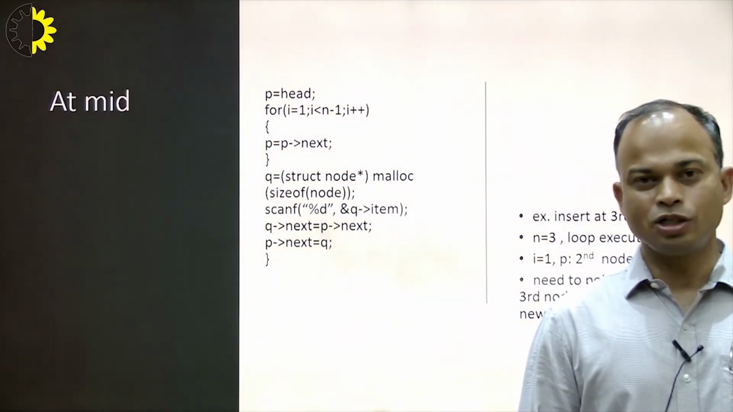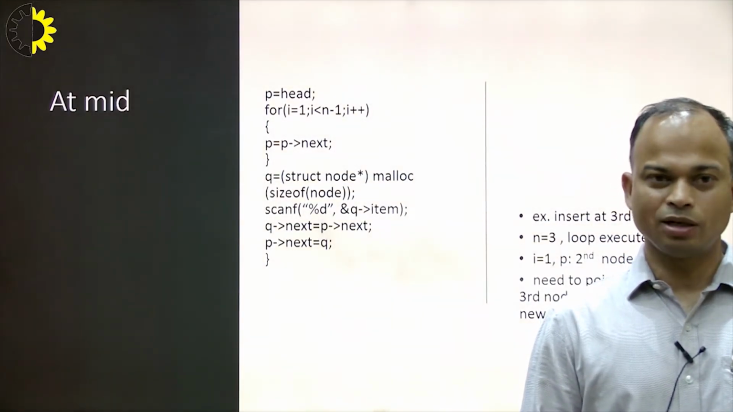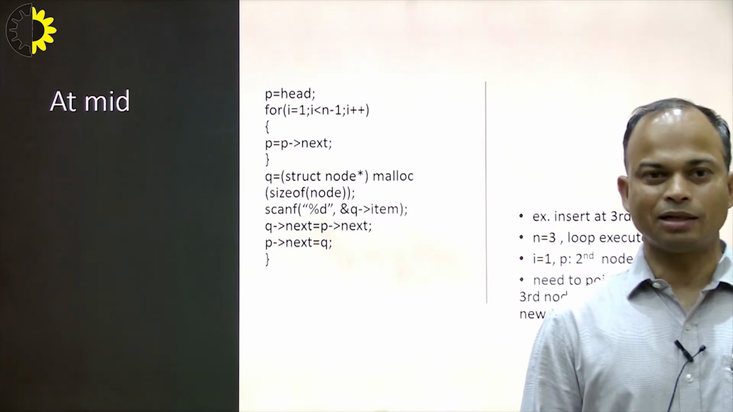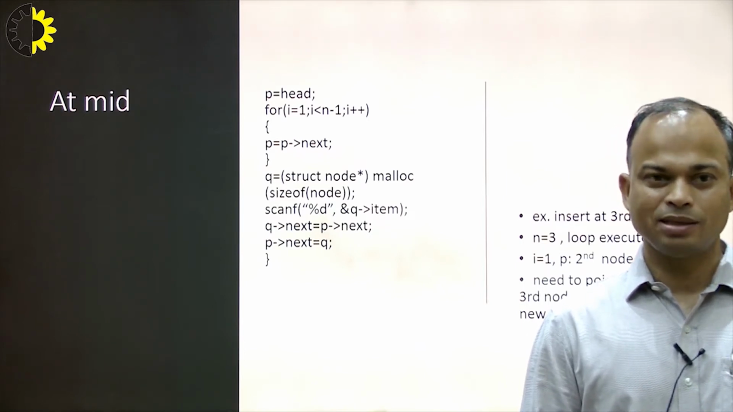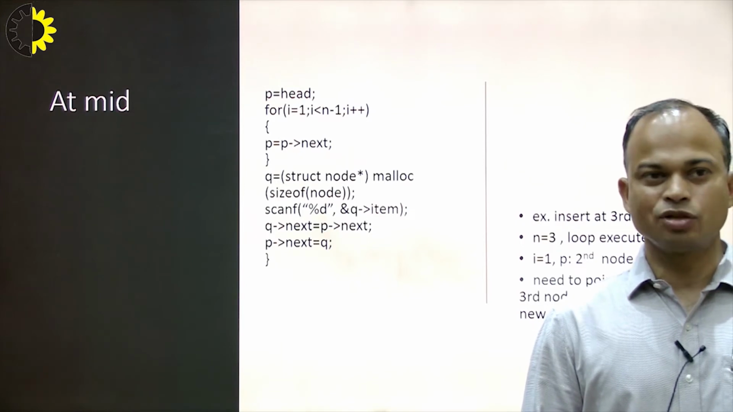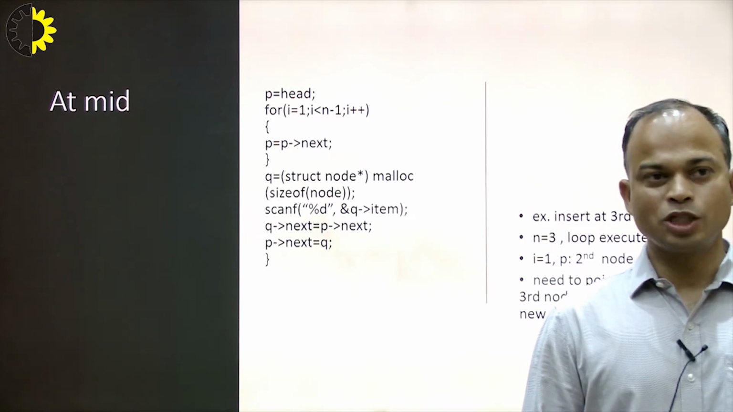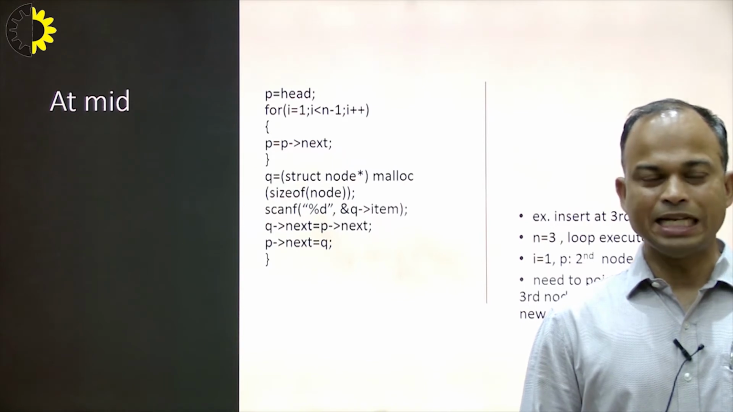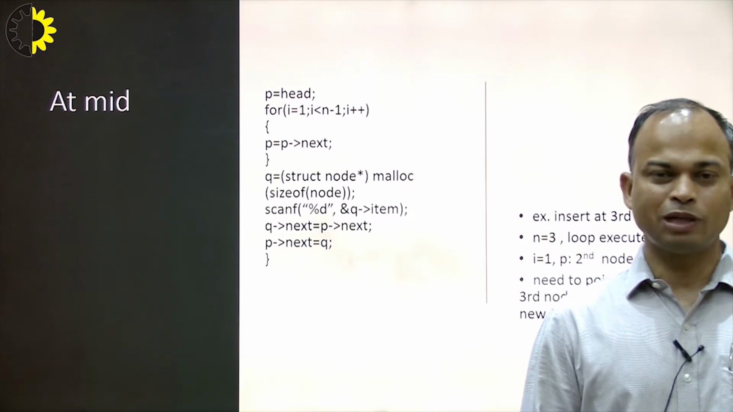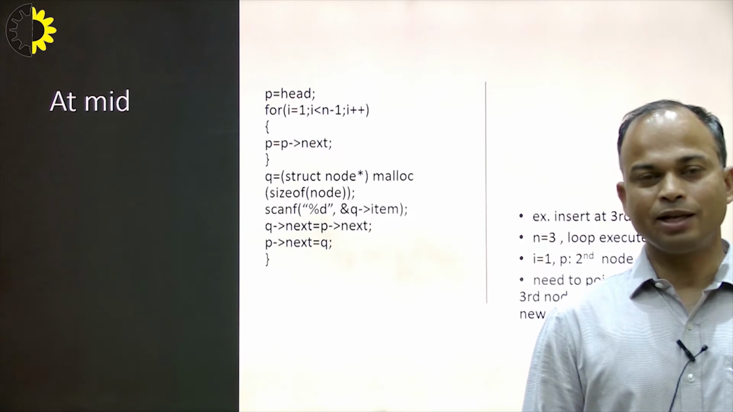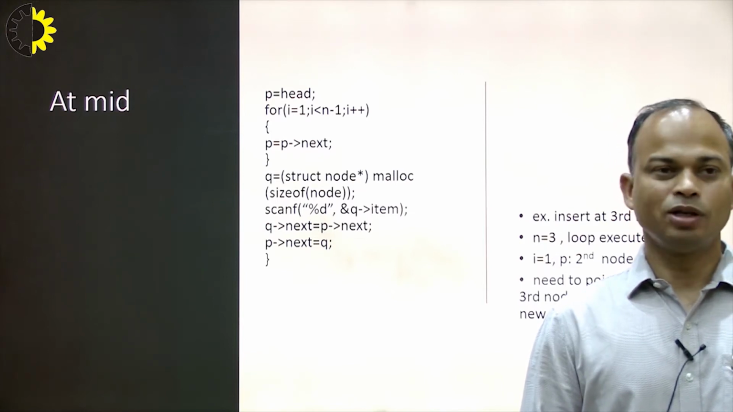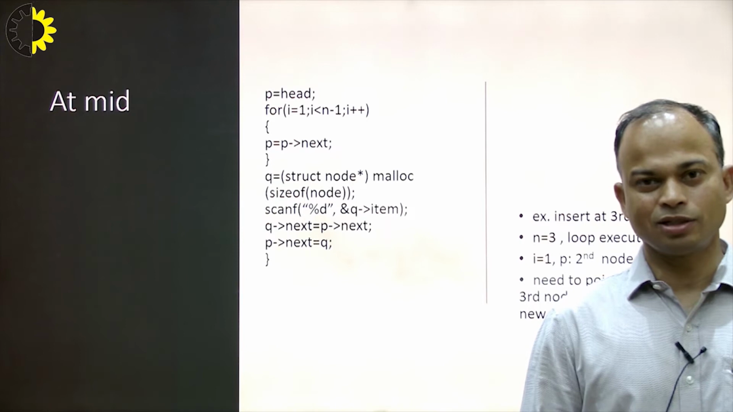See, this is the detailed code for insertion at the second node. Say we want to insert the node at the third location, then we need a loop: i equals 1, i less than or equal to n minus 1, i plus plus, and say the value of n equals 3. Then this loop executes one time. Initially P is pointing to the head, the first node, and this loop executes only one time. I mean P equals P arrow next. Therefore, P contains the address of the second node.